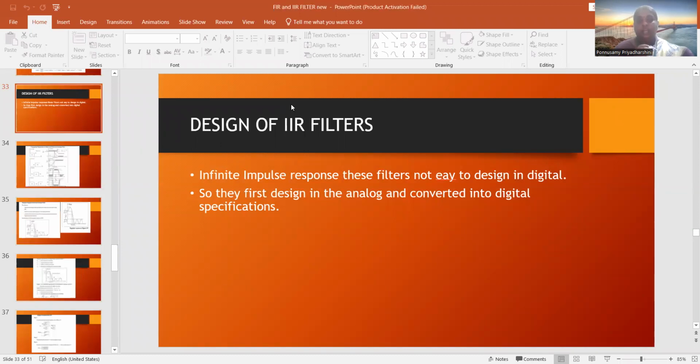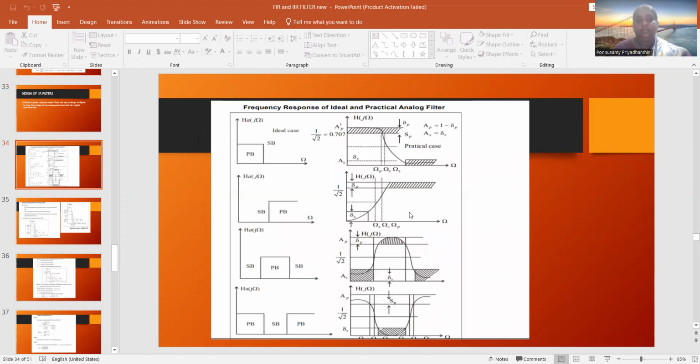First, in order to design the filter, design it in the analog pattern and then it has to be converted into the digital specifications. So here, the frequency response of the ideal and the practical analog filters have been represented. This is for the low pass filter, high pass filter, band pass filter and band stop filter. So how they have to be, that is practically represented with the low pass filter.